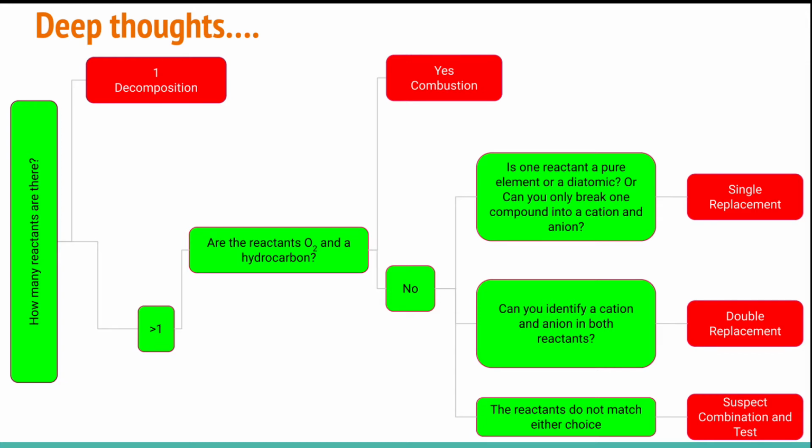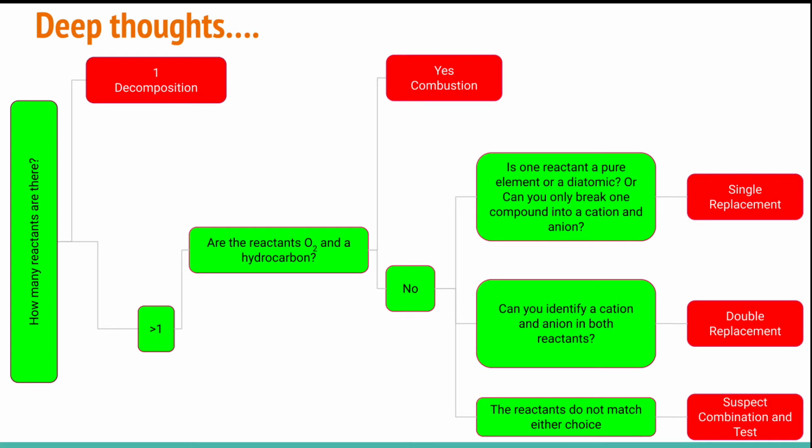Alternatively, if there's more than one reactant, we can take this bottom route and we ask ourselves the next question, which is, are the reactants oxygen and a hydrocarbon? If the answer to that is yes, we stop and we say that's likely a combustion reaction. If the answer was no, it's still green, we keep going on, and then we have three paths.